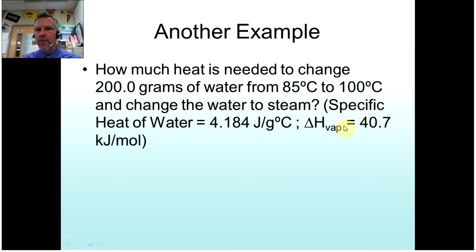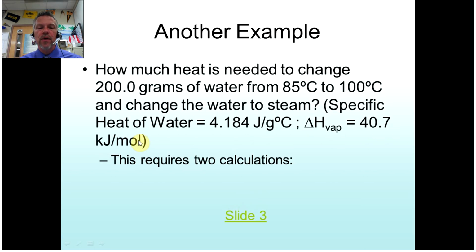Aha, a more interesting question. So here is the specific heat of water. Remember that from our current labs: 4.184 joules per gram degree C. That's the specific heat of water. And then you also need to know the delta H of vaporization, which is 40.7 kilojoules per mole.